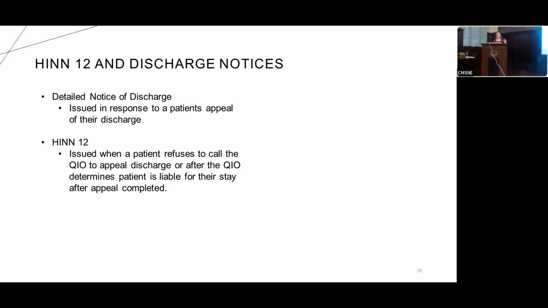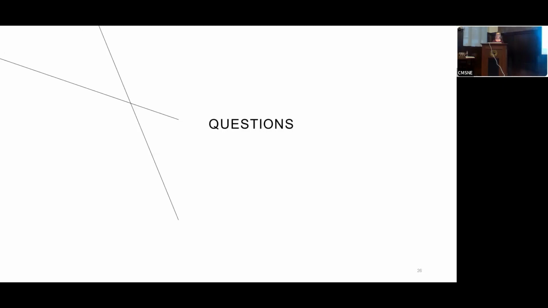So we will often come back with the HIN-12, because the HIN-12 has the dollar amount associated with the stay in the hospital. So it will tell them, you're going to be billed $3,000 a day if you decide to stay, or whatever your hospital is getting paid by Medicare. And that sometimes, not always, will gently guide that patient to accept the bed that's available that day, or go home with their family. So that's it. Any questions?